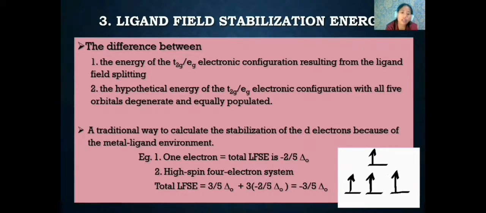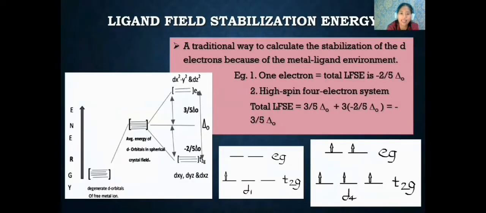For one electron, the total LFSE is negative 2/5 delta O. Okay, and then we have here the high spin 4-electron system. The total LFSE is equal to negative 3/5 delta O plus 3 times negative 2/5 delta O, which is equal to negative 3/5 delta O. Okay, so how is that?